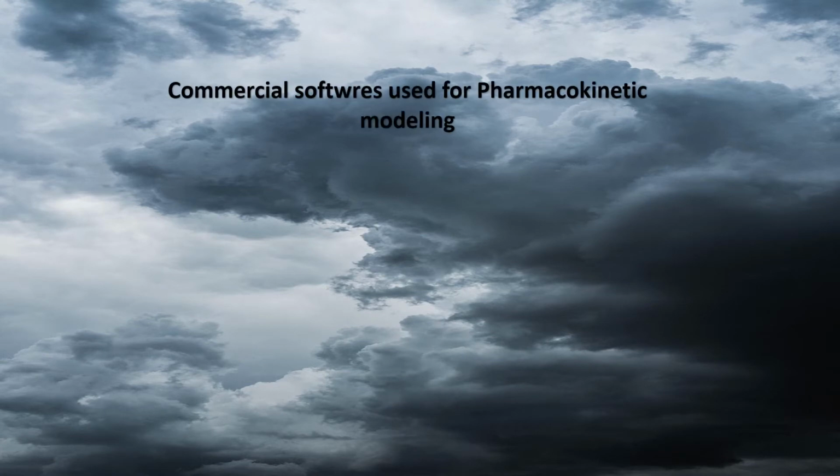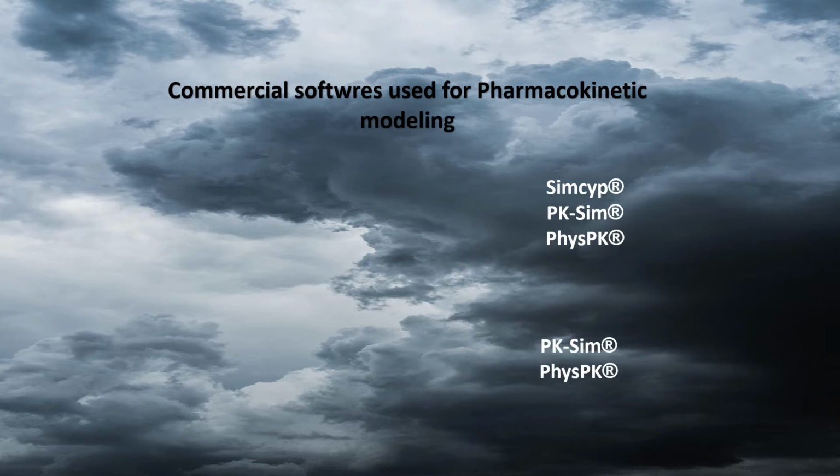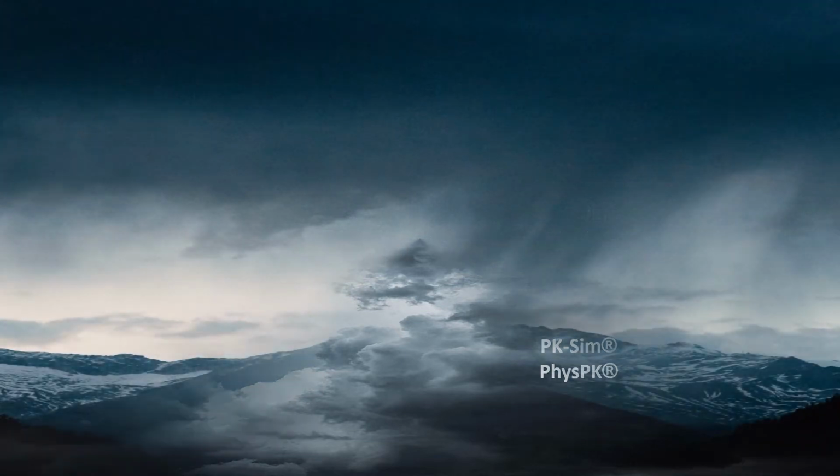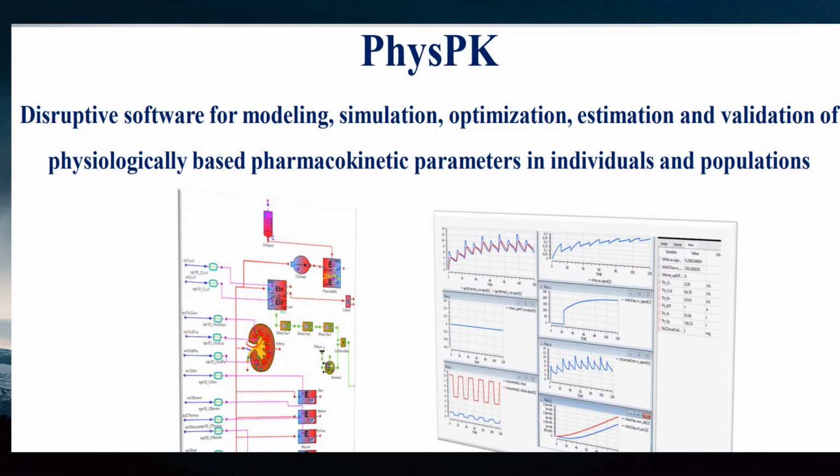There are various commercial softwares which are used for pharmacokinetic modeling. Important ones are Simcyp, PK-Sim, and PhysPK. The ones which I use are PK-Sim and PhysPK. So what is PhysPK? Disruptive software for modeling, simulation, optimization, estimation, and validation of physiologically based pharmacokinetic parameters in individuals and populations.